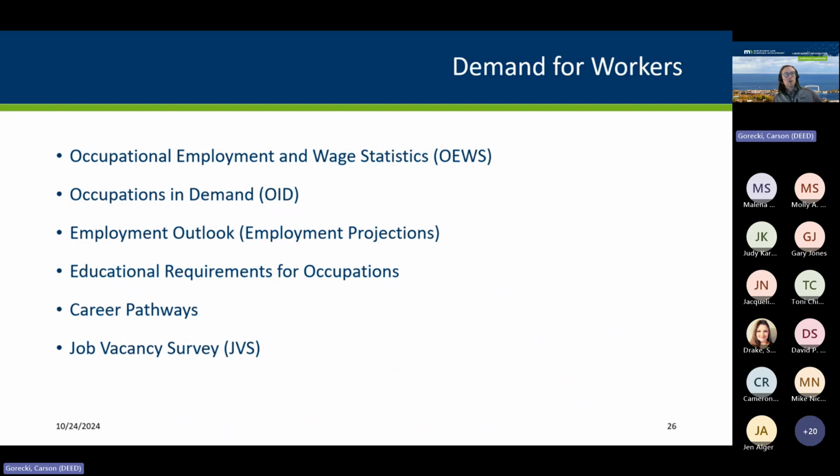Okay, so the tools we're going to dive into today, I break them out into two groups. On one side we have the demand for workers. A good example of that is the job vacancy survey: how many openings are there for a specific occupation and industry? Occupations in demand, it's in the title, right? Educational requirements for occupations, career pathways, and occupational employment and wage statistics. Wages and number of jobs reflect demand to an extent as well, so we're going to look at those first.